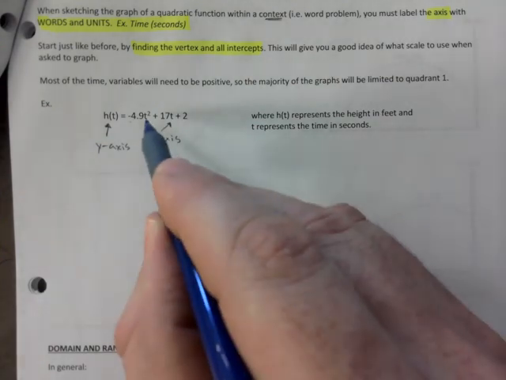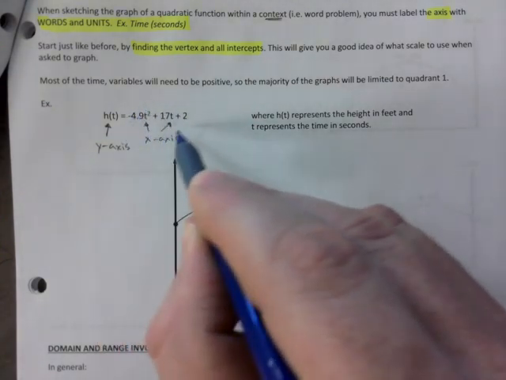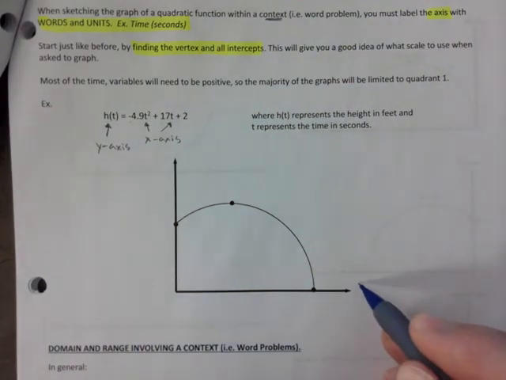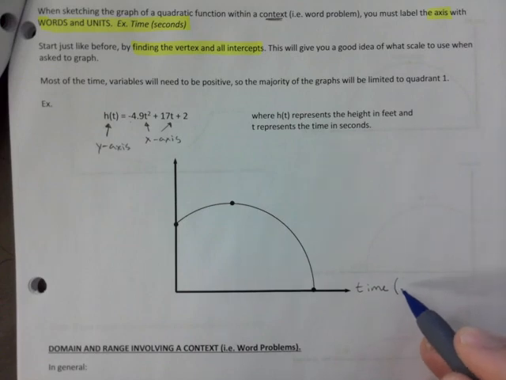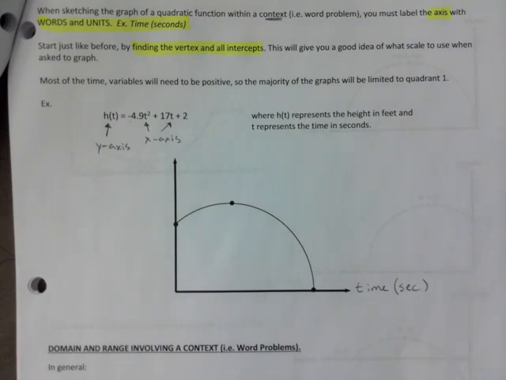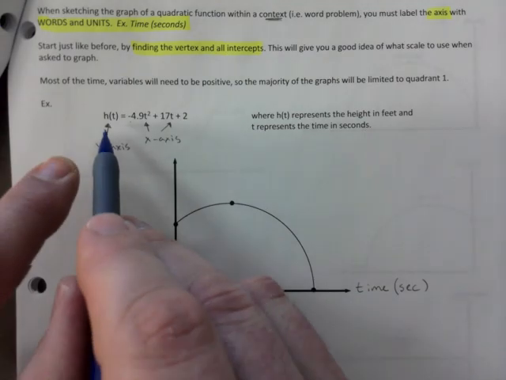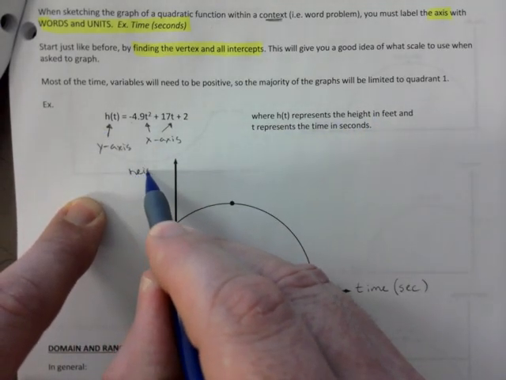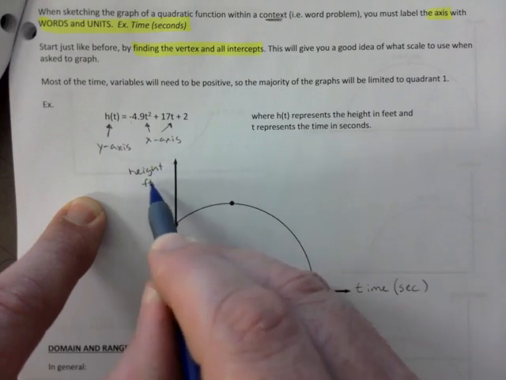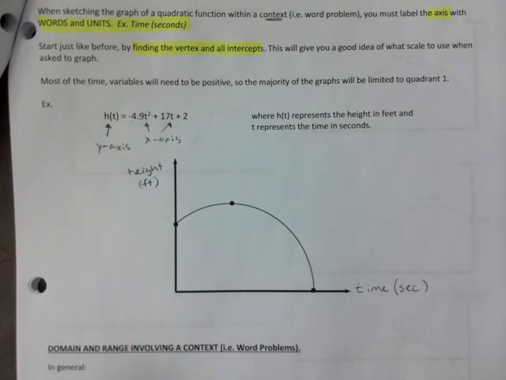So if t is over here, time, we're going to write that down here on the x-axis: time, and it says in seconds, so we go with time in seconds. And then over here, h of t represents the height in feet. So somewhere along the y-axis, you write height, feet. That's very important to us in this unit.